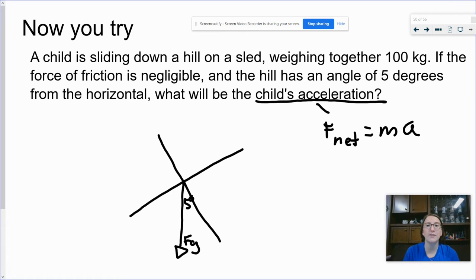Okay, now let's think about the direction of this motion. Here's my kid on a sled. I'm just going to draw a box. Think about where the direction of motion is going. He's going down the hill. So the direction of motion is this way.